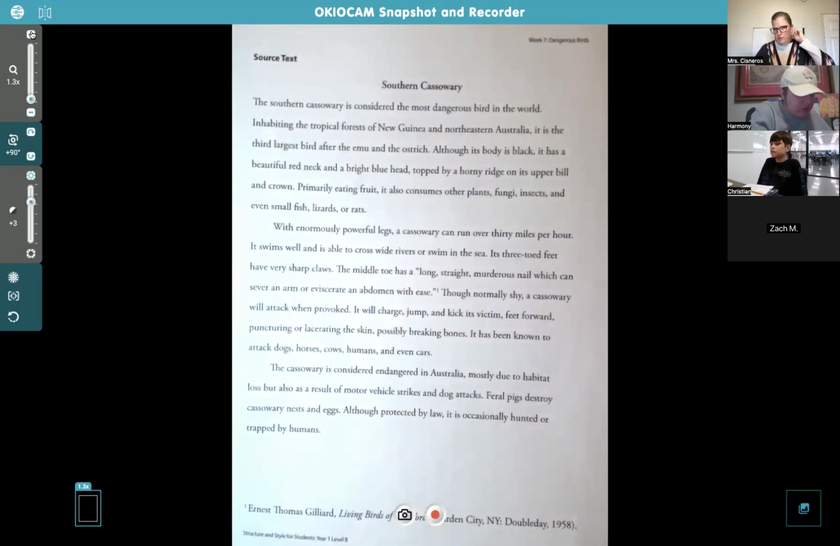So there you have it, southern cassowary. See how many facts you underlined about this. And while you're counting your facts, I'm going to pull up a video because I have to show you this thing. Pretty interesting.